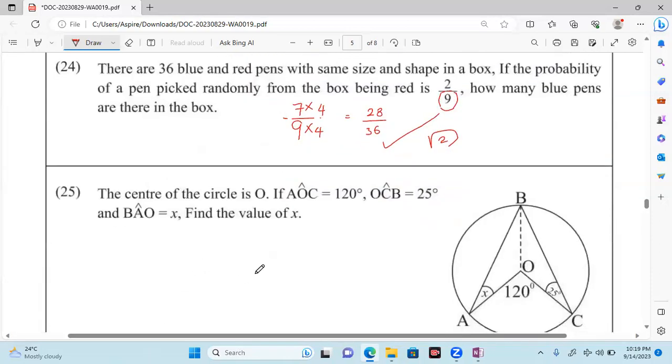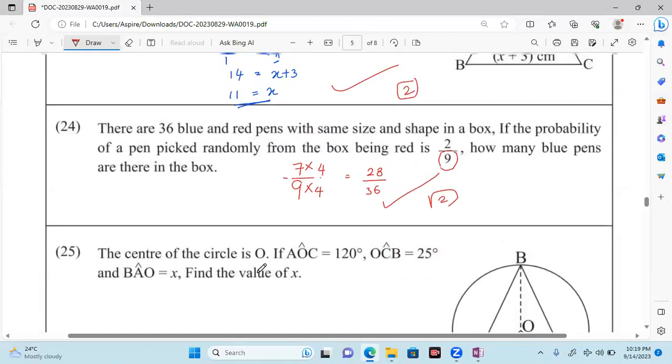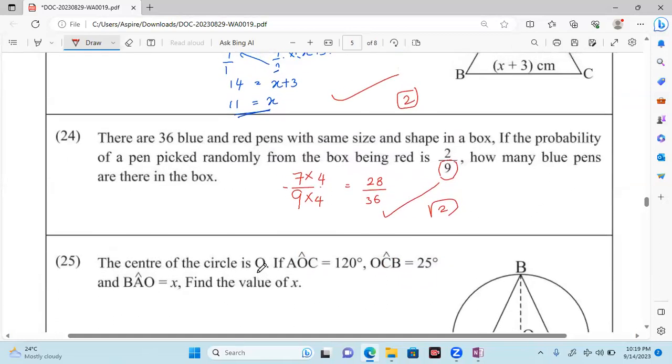Excuse me, teacher. Yes, son. Teacher, can we write 28 blue pens without writing it as a fraction? Doesn't matter.